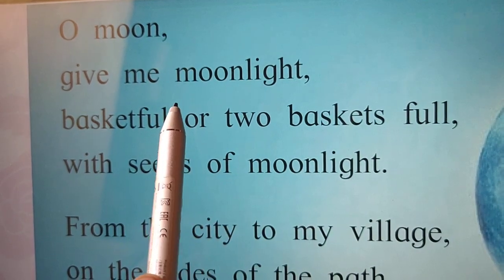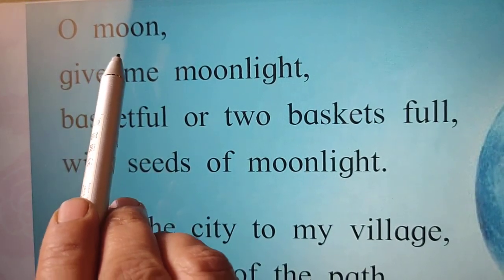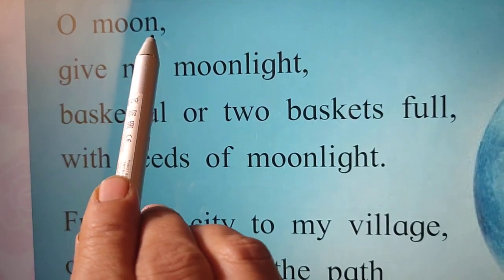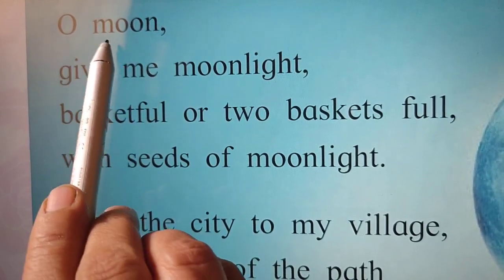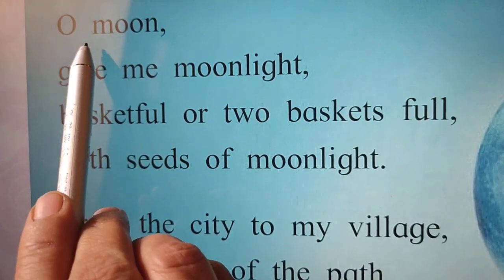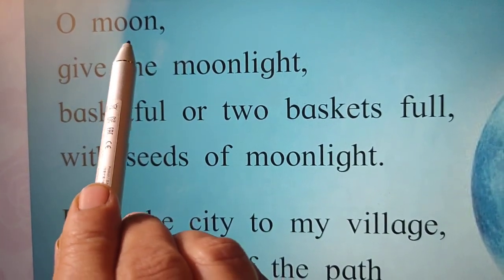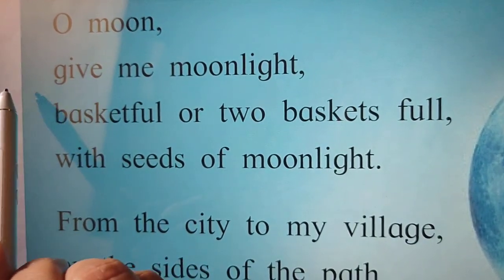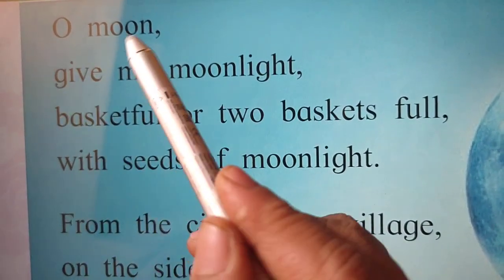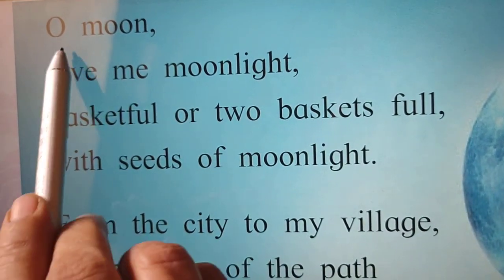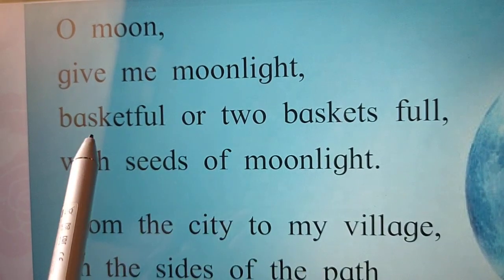So in this stanza, we can find some figures of speech. In the very first line of the stanza, there is the figure apostrophe. Here, the child is addressing the moon. The moon is not present before him. Where a person addresses something which is not present, there is the figure apostrophe. So this line consists of the figure apostrophe.